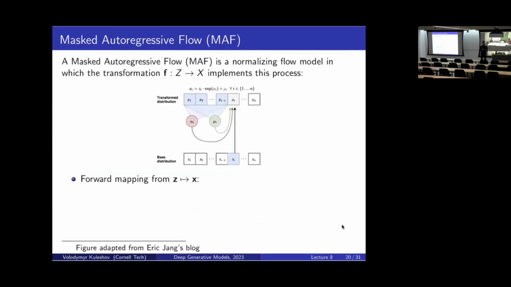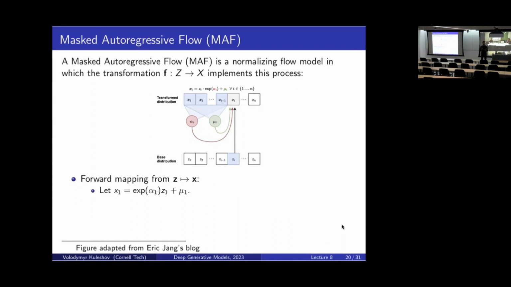So there's even a name for this model. It is called the masked autoregressive flow. Okay, so it is literally a normalizing flow model that implements the transformation as the forward mapping. It implements that sampling algorithm that I just showed in the previous slide. So again, we define x from z in a recursive manner.